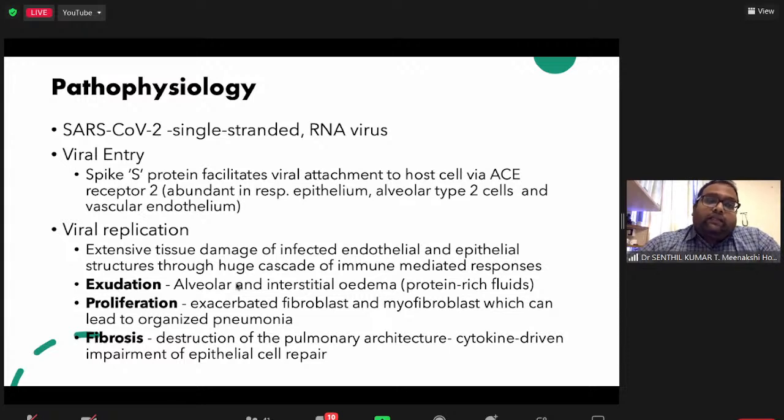Then, as usual, after the damage has happened in the alveolar epithelium, there is an exudative, proliferative, and fibrotic phase, which has already been dealt with in detail, causing the ARDS progression.